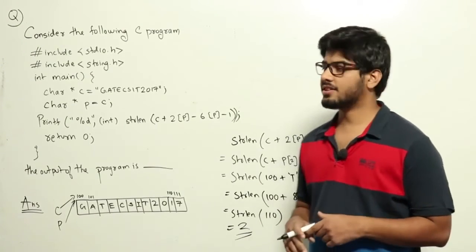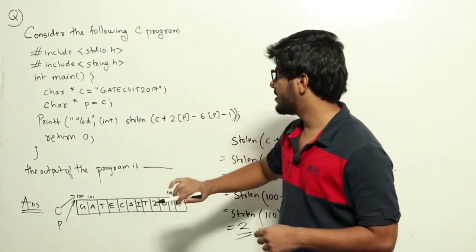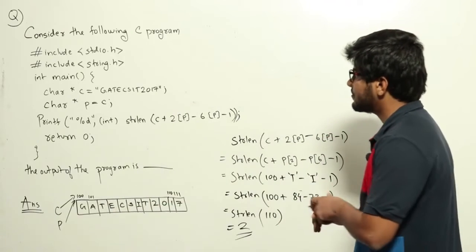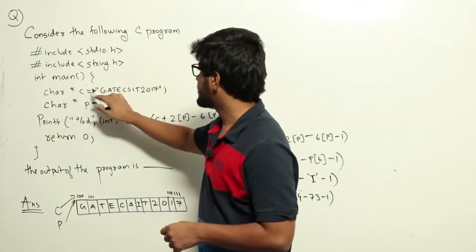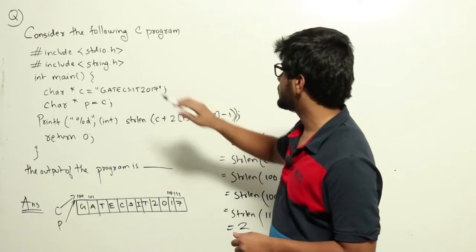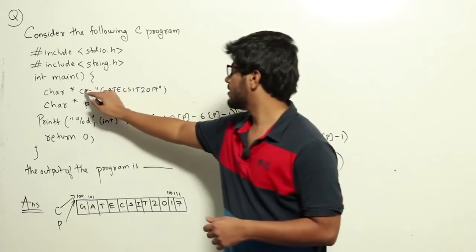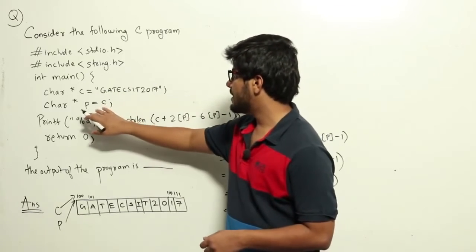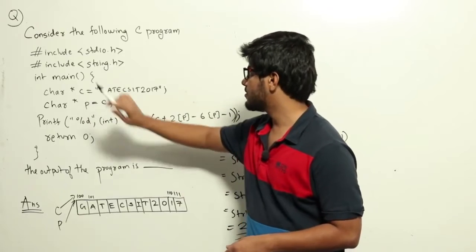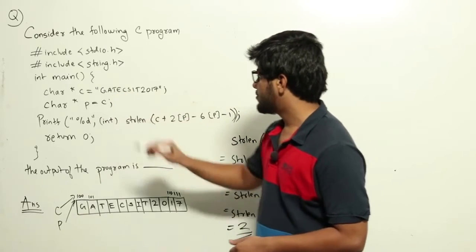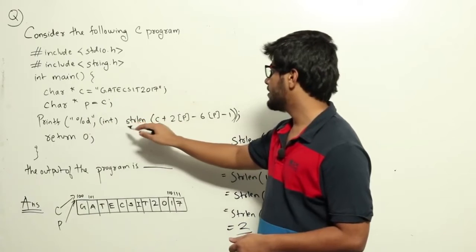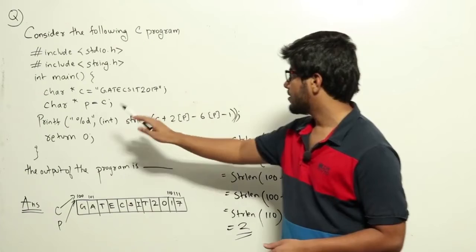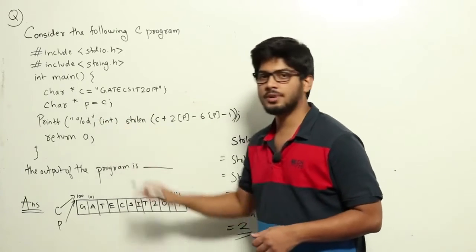This is a C programming question. We have been given this particular code snippet and they are asking the output of the program is dash. So let's take a look at the program. What we are doing here is char star C equal to GATE CSIT 2017. So we are defining a string C here as GATE CSIT 2017. Char star P equals C. So P we are assigning to the same address as C. After that we are printing printf percentage d int of strlen of C plus 2p minus 6p minus 1. Return 0. What would be the output of this print statement?